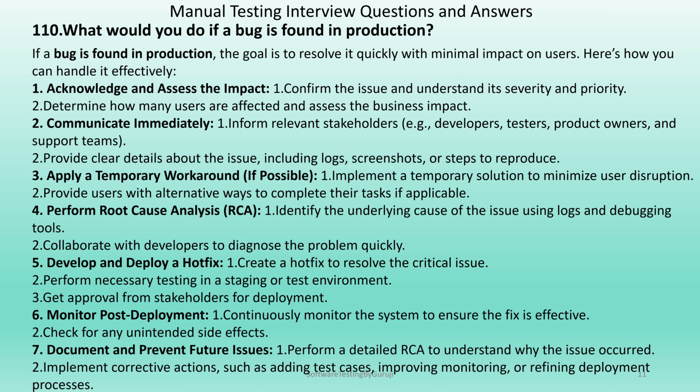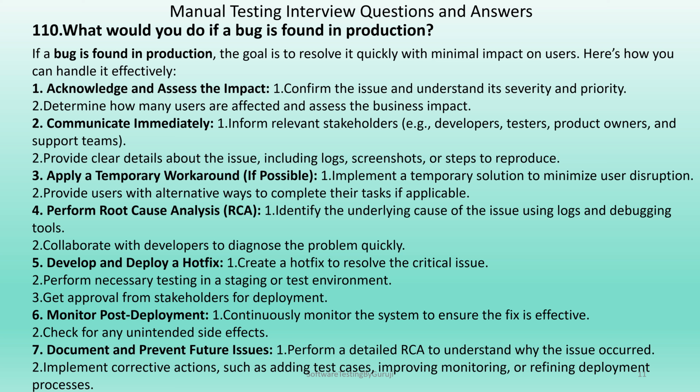Next question is, what would you do if a bug is found in production? If a bug is found in production, the goal is to resolve it quickly with minimal impact on users. Here is how you can handle it effectively. First, acknowledge and assess the impact. Confirm the issue and understand its severity and priority. Determine how many users are affected and assess the business impact. Second, communicate immediately.